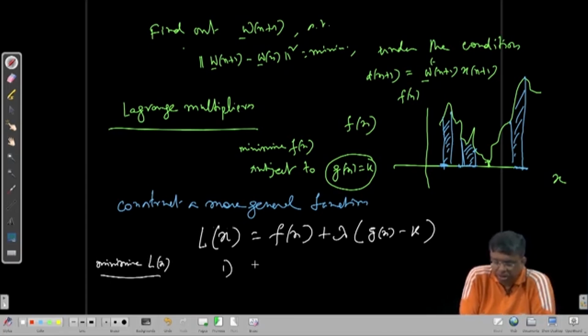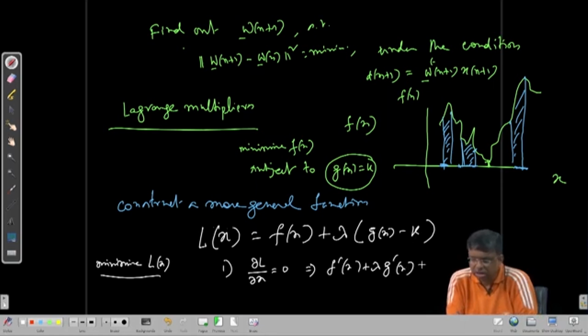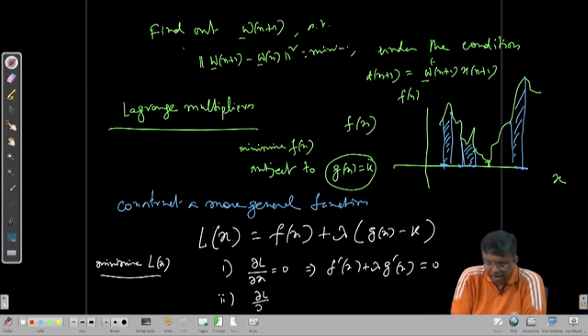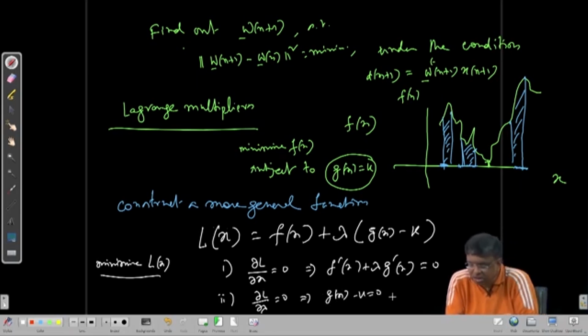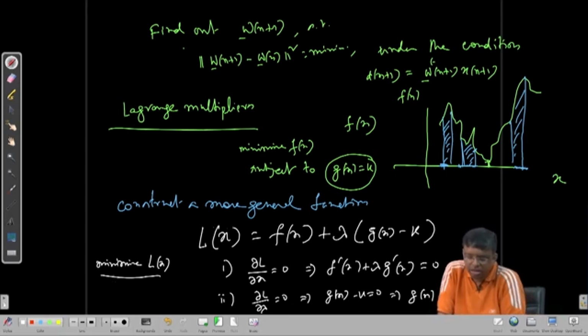That means one will be del L del x equal to 0. So that should be f prime x plus lambda g prime x, k is constant, this is equal to 0. So you get one equation from here, you can find out lambda from here, one equation. Another is del L del lambda equal to 0. Del L del lambda equal to 0 means g x minus k equal to 0, which is my constraint g x equal to k. So this will be satisfied. Therefore, if I minimize it, that minima point will satisfy g x equal to k.